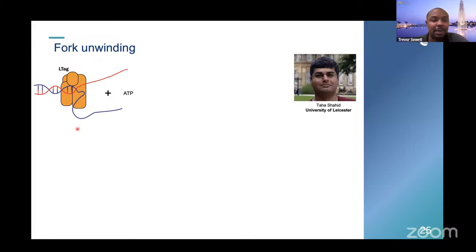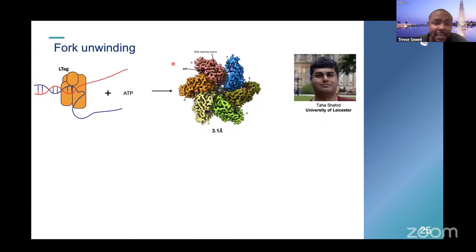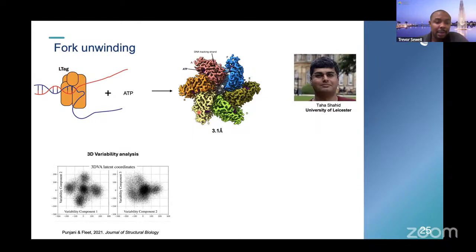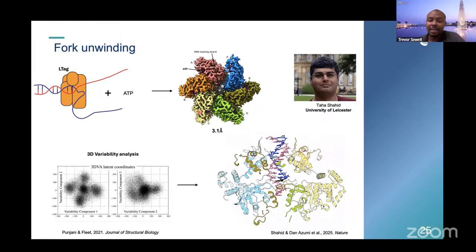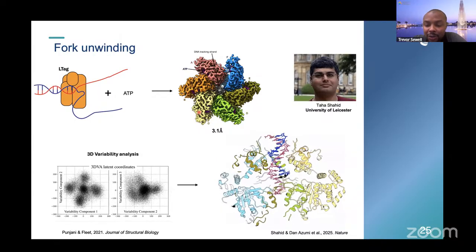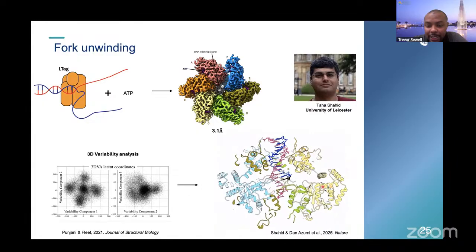He assembled a single hexamer with a forked DNA in the presence of ATP, but also ADP and another non-hydrolyzable analog, and then obtained a high-resolution cryo-EM reconstruction of the assembly. Then Taha used 3D variability analysis to decompose the motion of this helicase as it translocates and unwinds the DNA. And what he found out was summarized in this sort of movie, where you see the DNA binding loops.